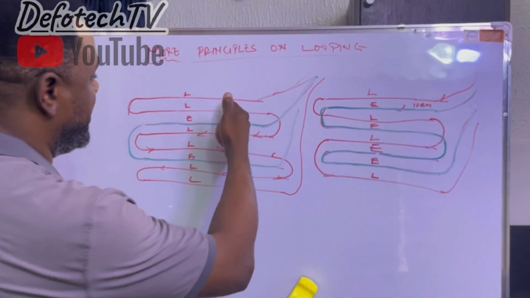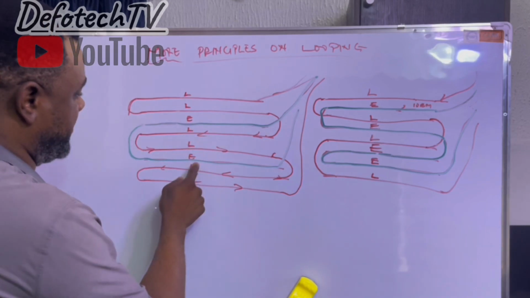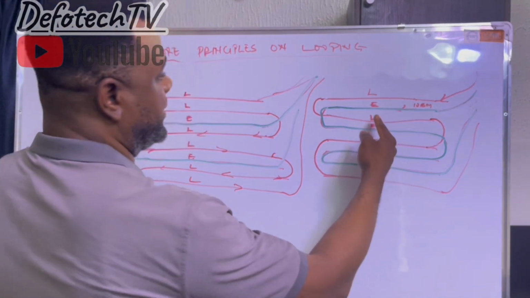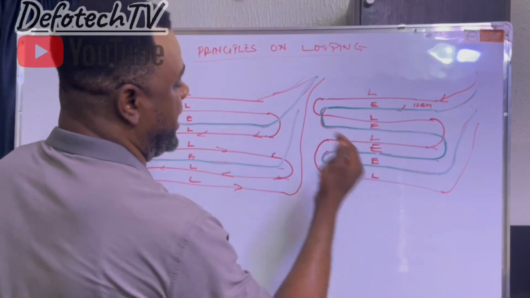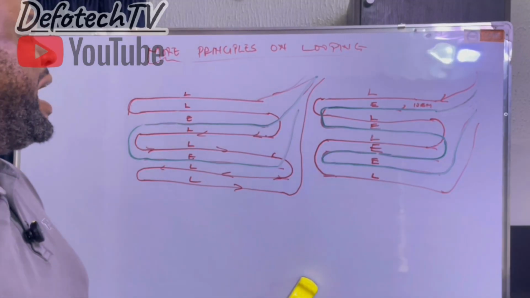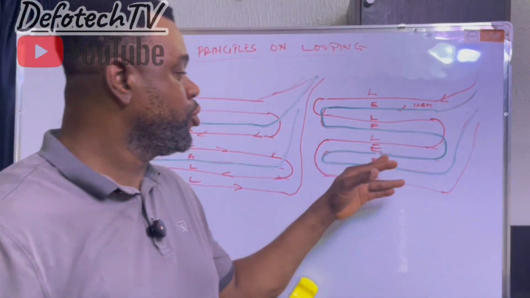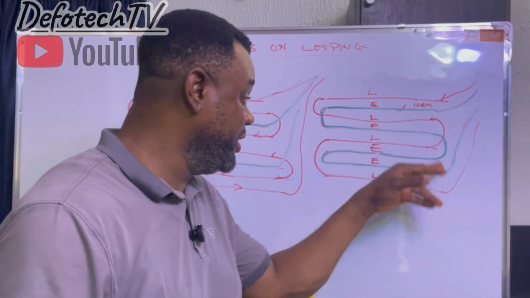We have our live, live, live, earth, live, live, earth, live, live, live, earth, live, earth, live, earth, earth, live. So to a large extent, I can also decide to say, I want to configure my fence this way for the 8 lines.